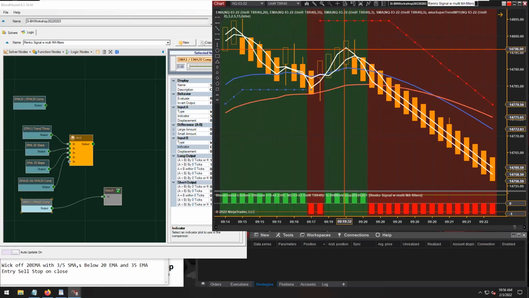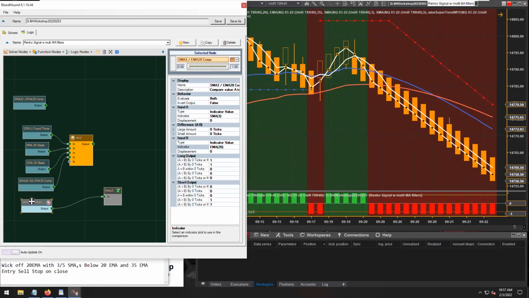So there's the SMA 3, and when it's above the blue line, we're getting a long output. And then over here we can see the SMA 3 is below the EMA for 2 bars, and so we get a short output. And of course over here we can see the SMA is below the EMA, the blue line. So there we go. Now we just need to make up a bunch of these comparison solvers like that.